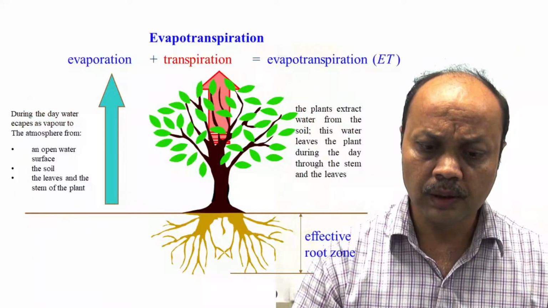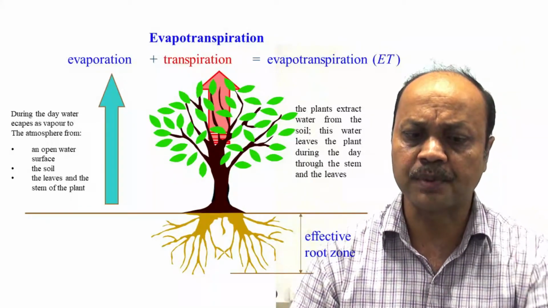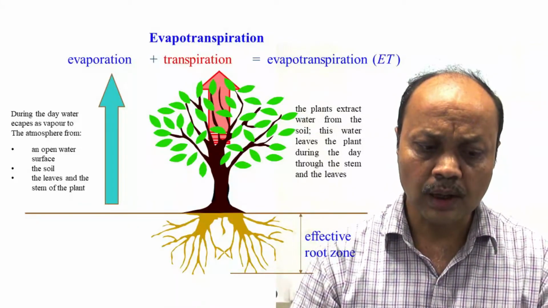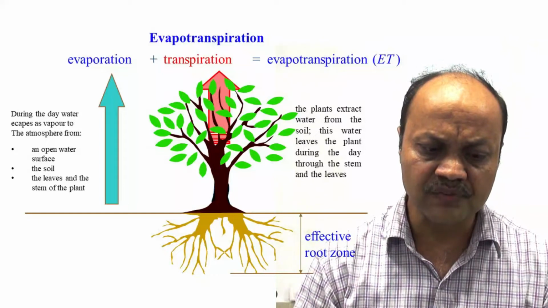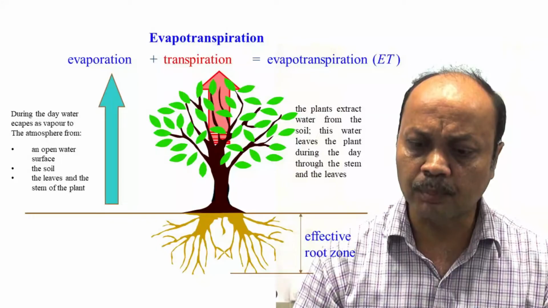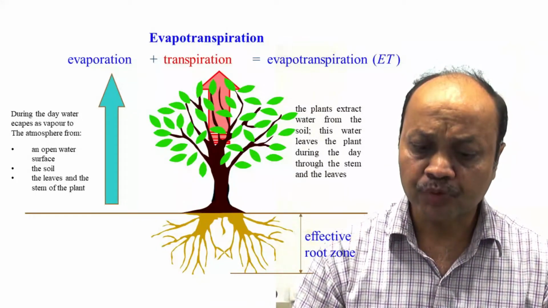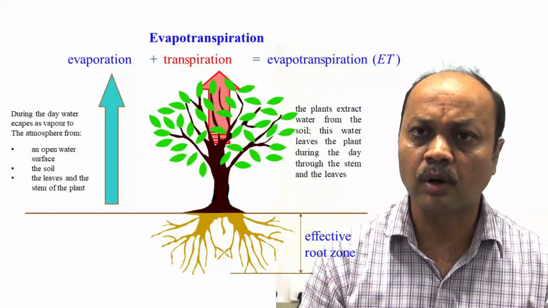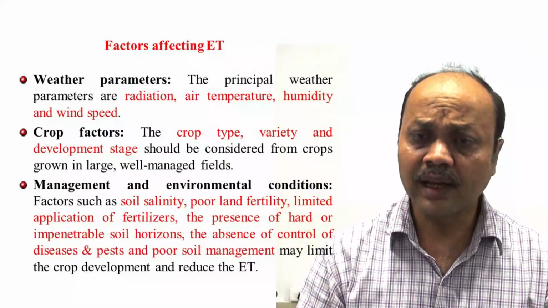So it is clear from this picture that, as we already discussed, evapotranspiration is made of two terms, evaporation and transpiration. You know that water is lost from your open water source, soil, leaves and the stems of the plant, that is free moisture. And then another is plant transpiration. It takes the water from your root zone, so overall your evapotranspiration is the sum of evaporation and transpiration. And there are various factors.